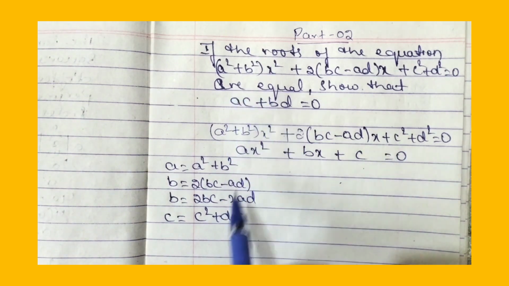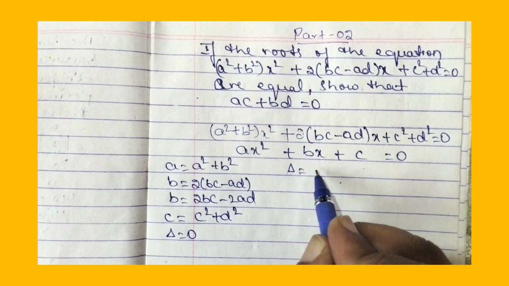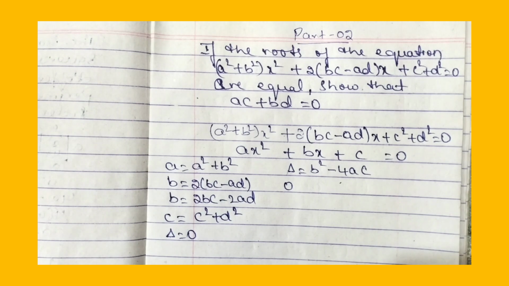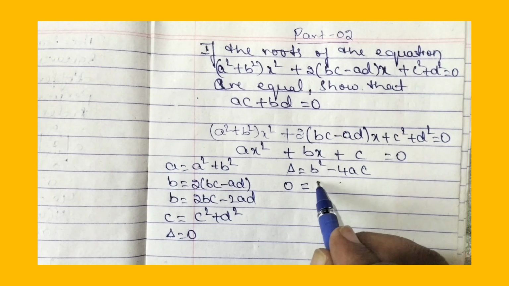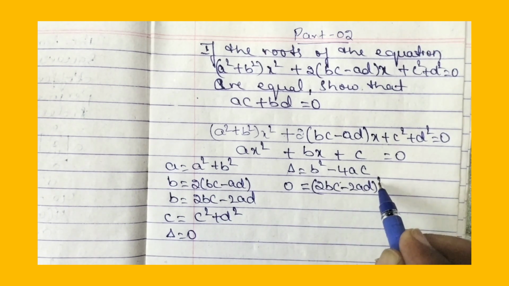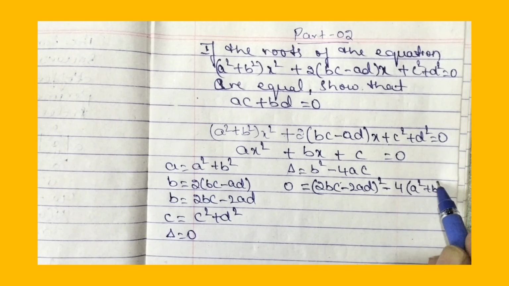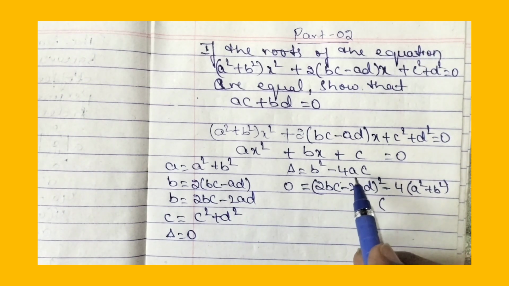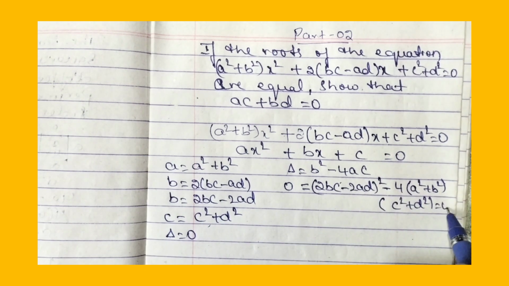Then if the roots are equal, delta is equal to 0. Delta is the discriminant of the quadratic equation, delta is equal to b square minus 4ac. With delta 0, 0 is equal to (2bc minus 2ad) whole square minus 4 into a, which is a square plus b square, into c, which is c square plus d square.